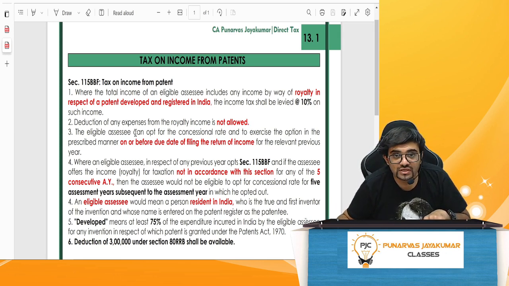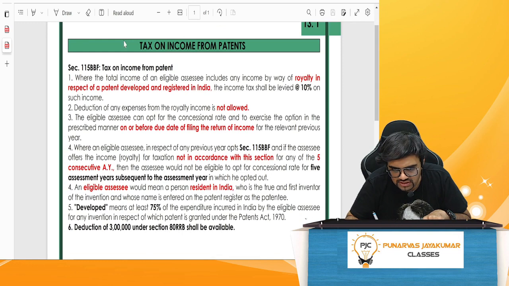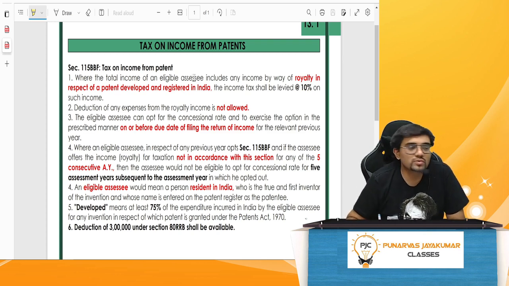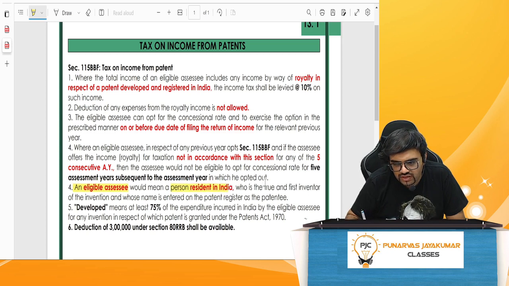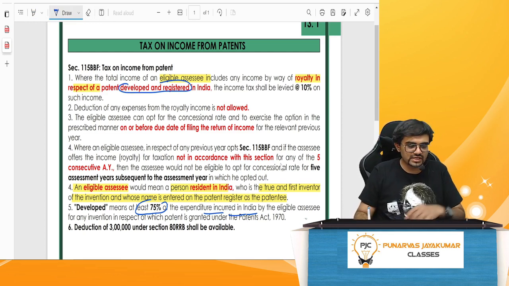So 115 BBF is tax on income from patents. So in this case, where the total income of an eligible SSE, who's an eligible SSE? Guys, patents, obviously for Make in India concept, more and more people who are resident in India, who make anything which is sold across the world, patented, then whatever money is getting, rather than paying the normal rates, concessional rate is given under 115 BBF. Check it out. Eligible SSE would mean a person resident in India who is in true and the first inventor of the invention and whose name is entered on the patent register as the patentee. Where the total income of an eligible SSE includes any income by way of royalty in respect of a patent developed and registered in India. Developed means what? 75% of the expenditure should be incurred in India by the eligible SSE as per the Patent Act. So basically, Make in India benefit.